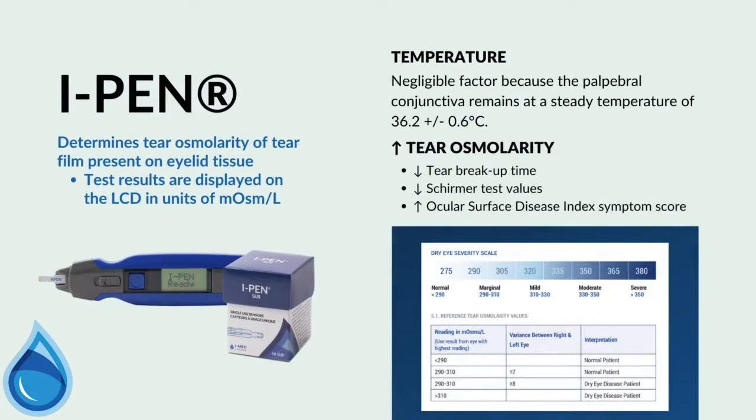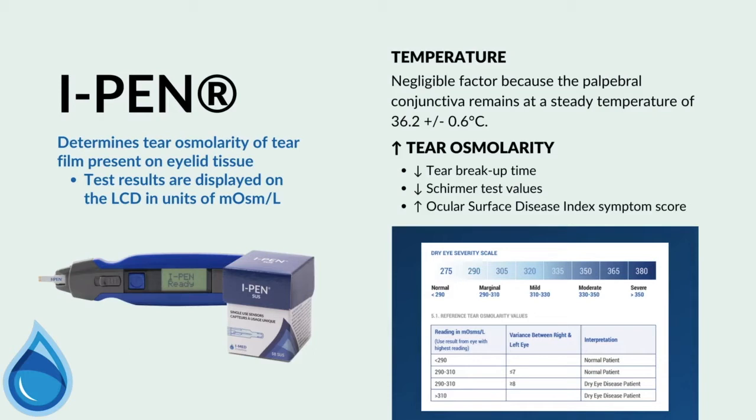So how do you even measure the osmolarity of the tear film? There are various diagnostic devices available, such as the EyePen. So the EyePen will determine tear osmolarity in the same units we discussed before, so milliosmoles per liter. This EyePen is very quick at measuring osmolarity, very easy to use.